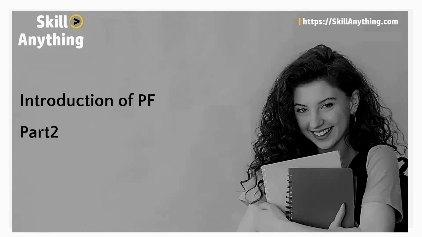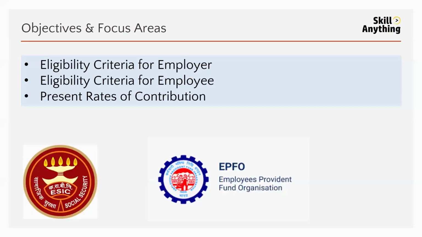In this video, we'll see the introduction of PF. This is part 2. So let's move into the next slide and see what the objectives and focus areas are in part 2. Our objectives and focus areas are eligibility criteria for employer, eligibility criteria for employee, and present rate of contribution.